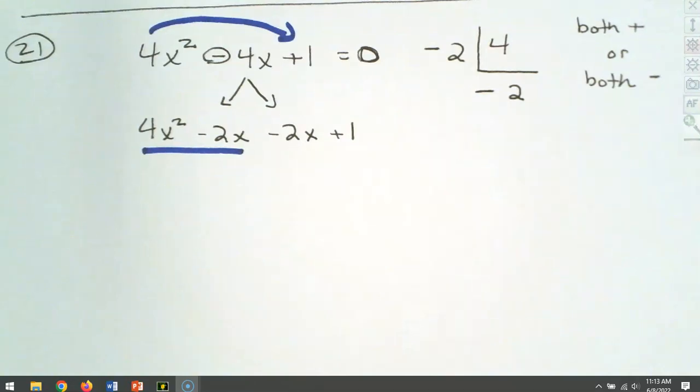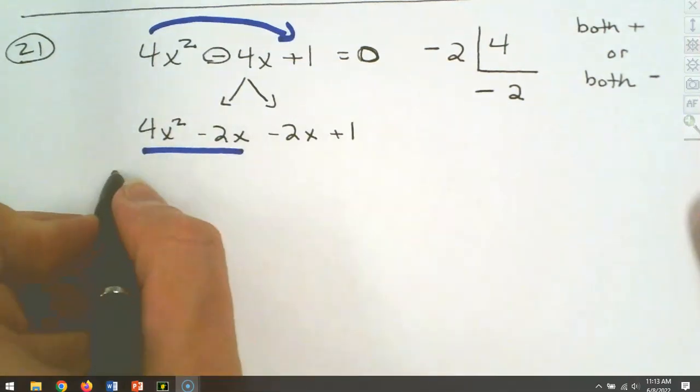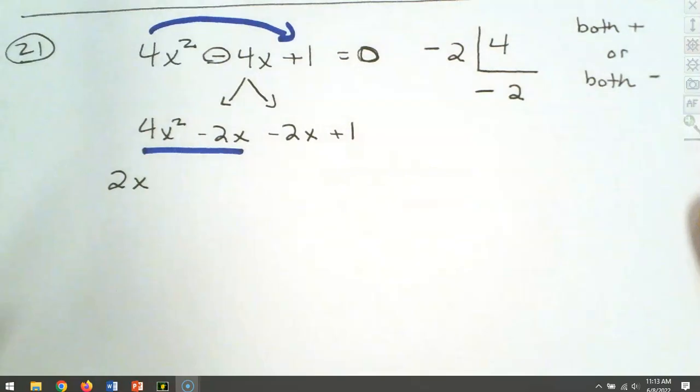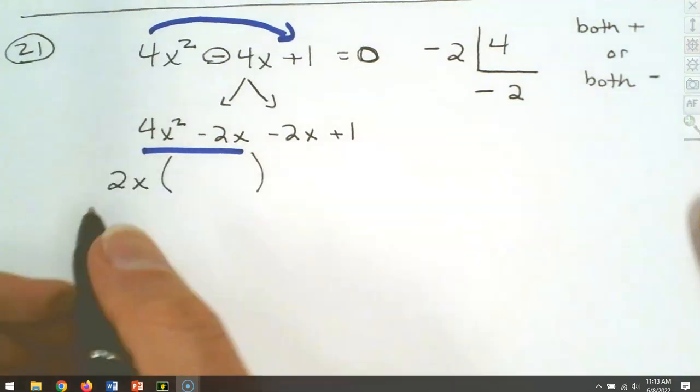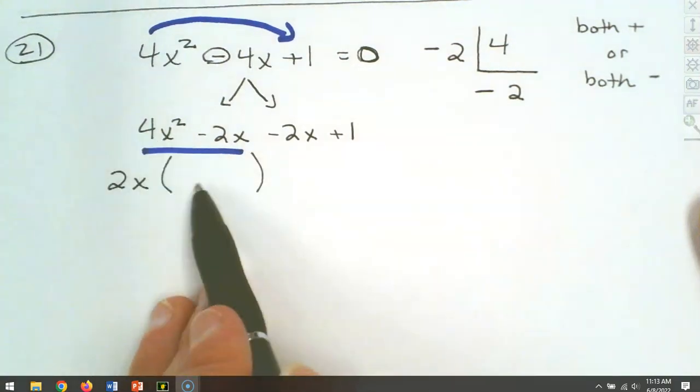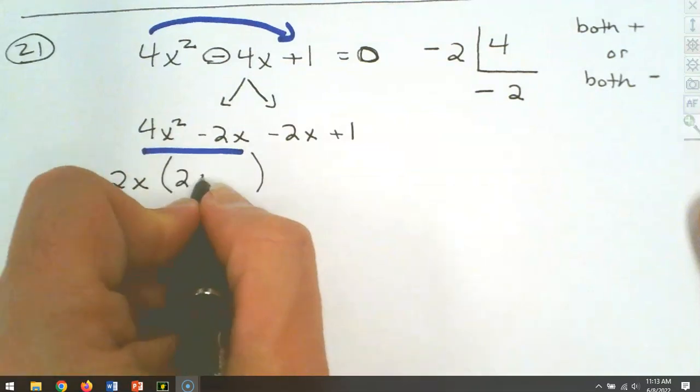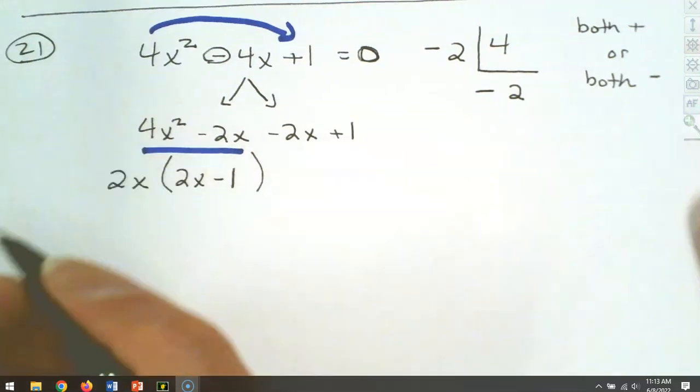First two pieces, what can come out? What's going to come out of here? Looks like a 2 and an x, right? And that is going to then leave me with 2x minus 1.